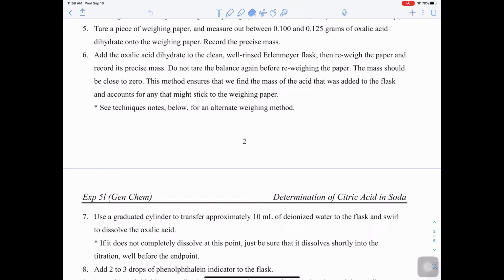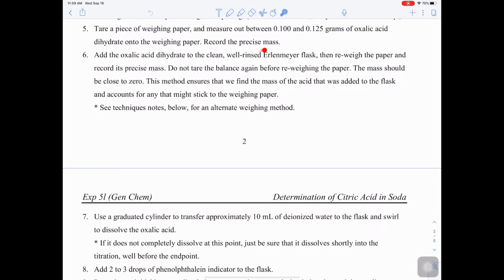To standardize the sodium hydroxide, it's important to get a precise mass of oxalic acid dihydrate. There are a couple of different weighing techniques, but I'm going to use the one that is listed in the procedure. Here you tare a piece of weighing paper. That means you put the weighing paper on the balance and you press the tare button so the balance reads 0. So now the paper is considered part of the balance. And then you add between 0.1 and 0.125 grams of oxalic acid. Doesn't matter what it is as long as it's between those two.